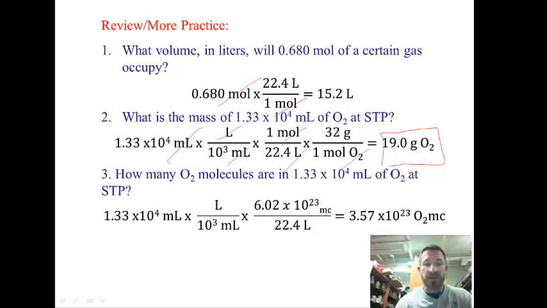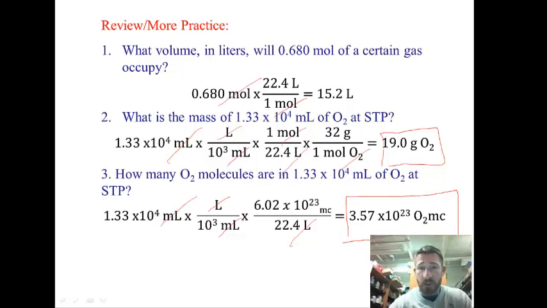Now here's what I did. I changed milliliters to liters, and then I knew that 22.4 liters is 1 mole. But instead of a mole this time, I put 6.02 times 10 to the 23rd molecules at the top. So I multiply 1.33 times 10 to the 4th divided by 1,000, times 6.02 times 10 to the 23rd, and then divide by 22.4, and that gives me the final answer of 3.57 times 10 to the 23rd molecules of O2.